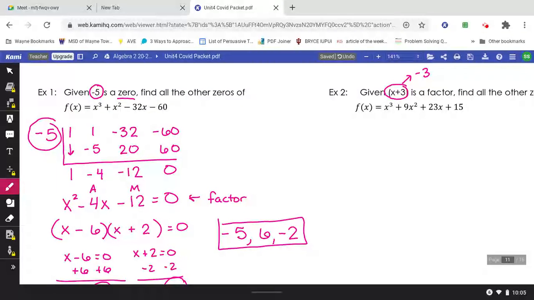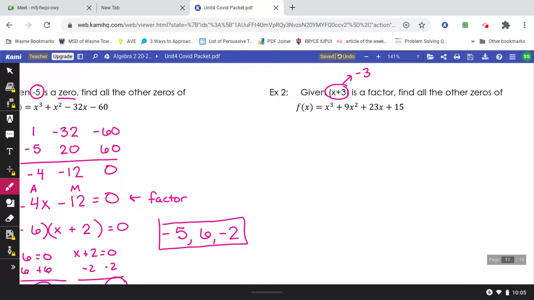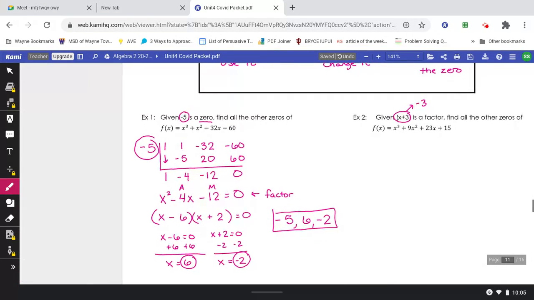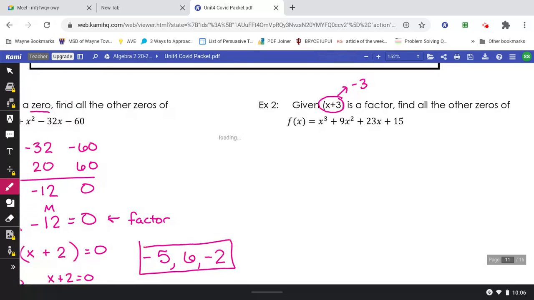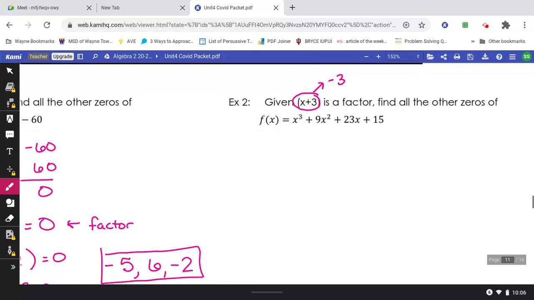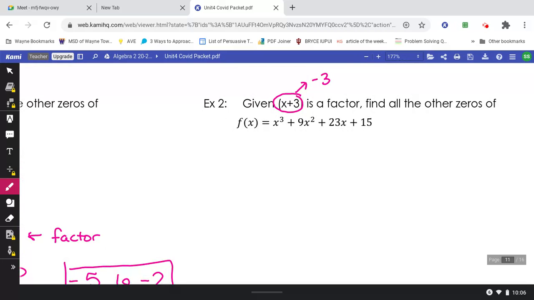All right, example number 2. So on this one, they gave us the factor. And so we change it to a -3. Always change the sign of that one. You could also bring it to the side like this and set it equal to 0. That's how you're getting that -3 instead. It's just like what we did at the end of the last problem. All right, so then we set this up. We'll put the -3, the 0 on the outside.